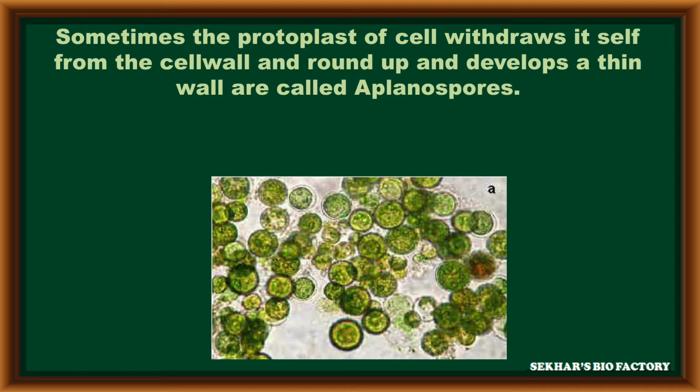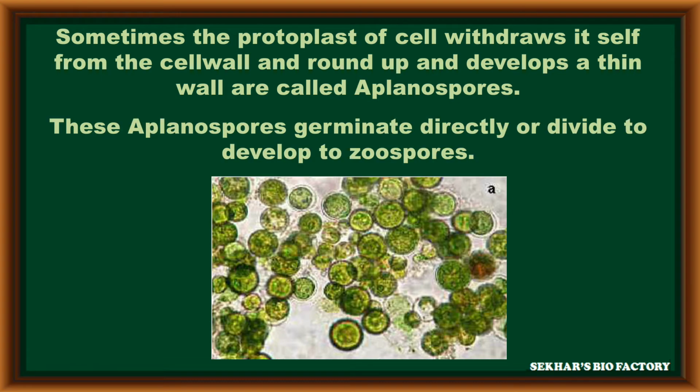Sometimes the protoplast of the cell withdraws itself from the cell wall. Then this protoplast is surrounded by a thin wall. Now it is called an aplanospore. These aplanospores germinate and develop zoospores directly in asexual reproduction.